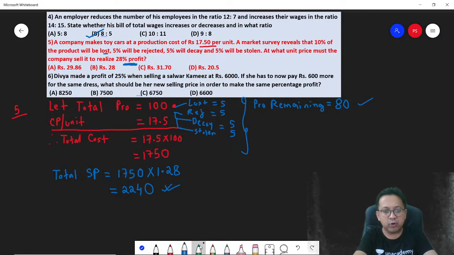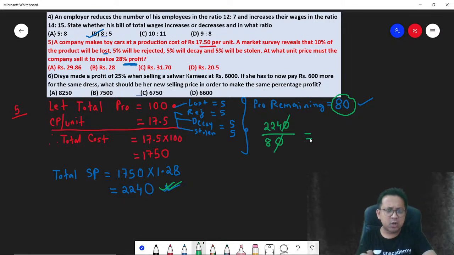But the thing is, you have got only 80 products remaining. So what price should you sell them at to gain this much money? Total money that you need is 2240. How many products are there? 80 products. So what is the selling price per product? Total selling price divided by number of products will get you the selling price per product. 224 divided by 8 is 28.